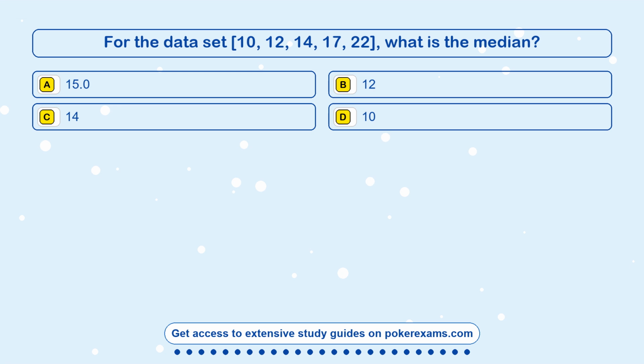Question 19. For the data set 10, 12, 14, 17, 22, what is the median? Option A 15.0. Option B 12. Option C 14. Option D 10.